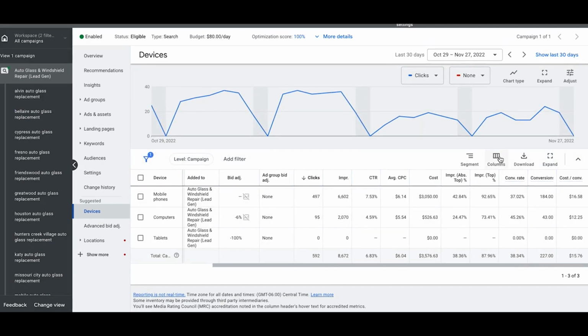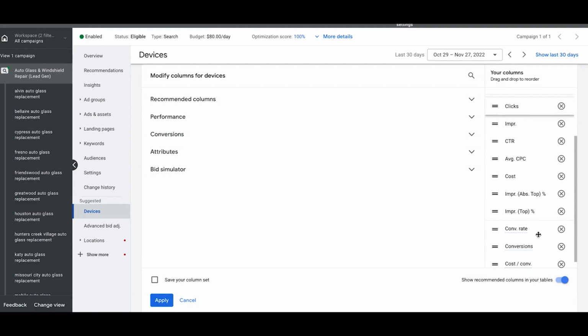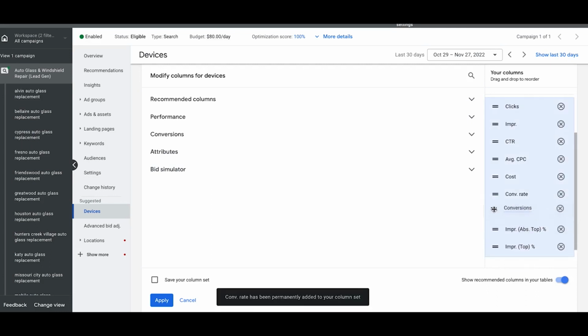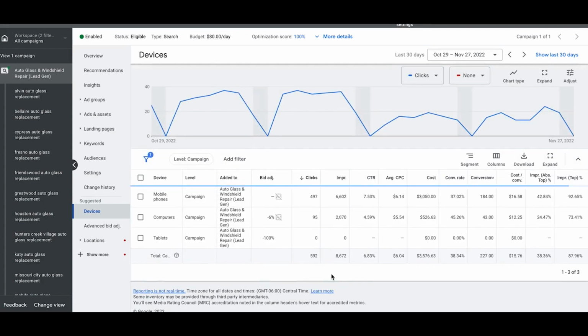Let me just actually move these columns around just so you guys can get a better view of what's going on. Oh, it's not going to let me move these, is it? There we go. Sorry, being dramatic. All right. Apply. Let Google do its thing. Pulled our columns in here.